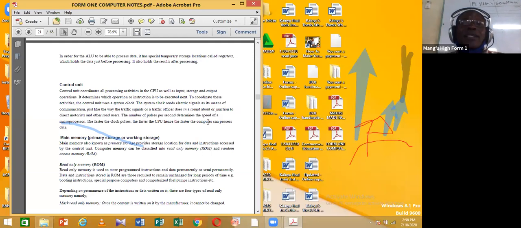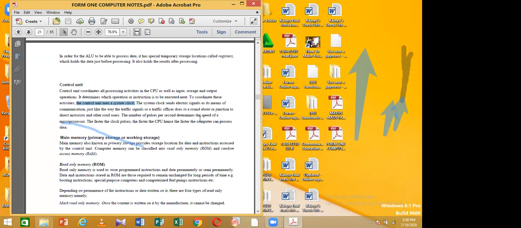And it does that using the system clock. The system clock, as we had seen earlier, sends electric signals as its means of communication. And then these electric signals are the ones which carry a particular instruction into a particular part of the computer. Maybe the input device, the output devices, or the CPU itself, so that that part of the computer can act accordingly.